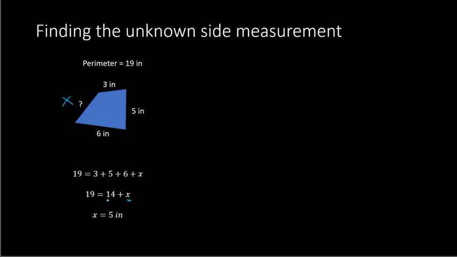If you didn't see that, what we could do is get rid of the 14 by doing the opposite of adding, which is subtracting. So if we subtract 14 from both sides, we now have x equals 19 minus 14, which gives you 5. So the missing side length, again, would be 5 inches.